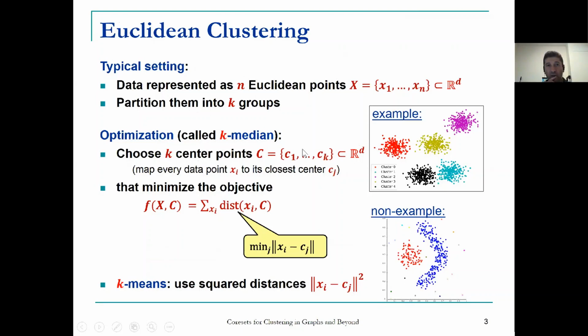Okay, so the typical setting is Euclidean. Let me start with this typical Euclidean setting. So you have maybe n points in Euclidean space, let's say of dimension d, and you want to partition them into k groups. So we know that the number of clusters is k.